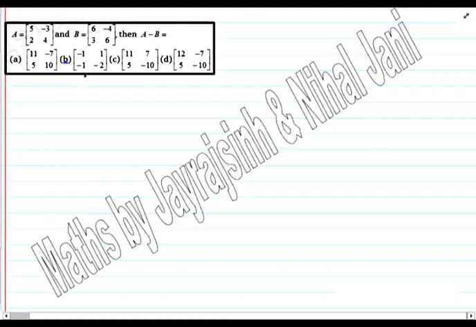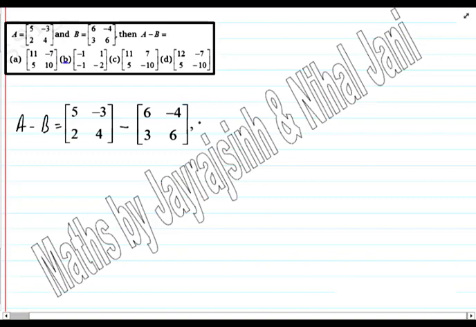Let's see the simple question. Here matrix A is 5, minus 3, 2, 4 and matrix B is 6, minus 4, 3, 6. We just have to find A minus B. Both have the same order, 2 cross 2, so we can subtract them. The subtraction of the matrix is quite easy.